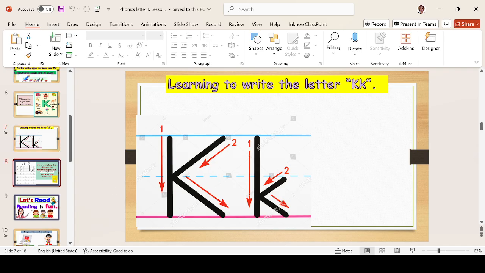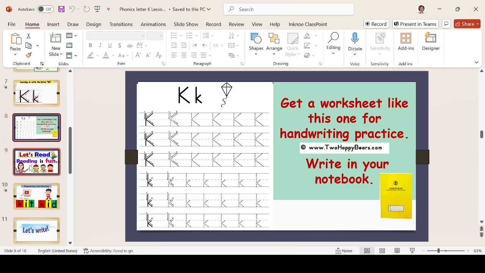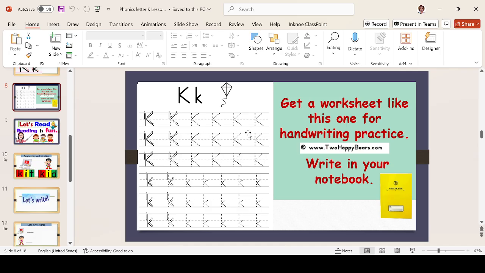Now I want you to take your worksheet for the letter K and practice. Or if you have a book with tracing letters, this is the time to trace.